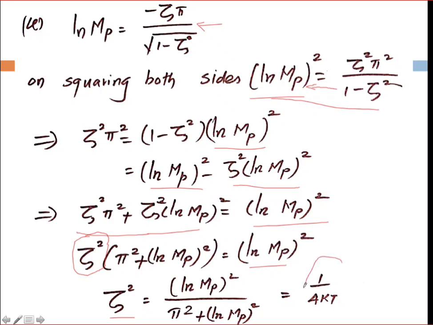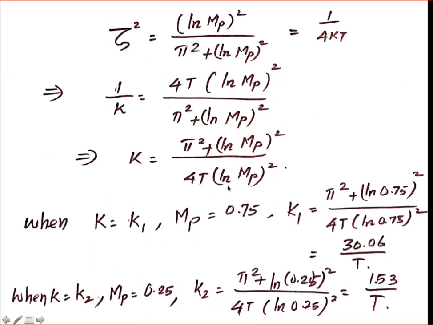What is this? We have already determined the zeta value by equating. So zeta we have determined as 1 divided by 2 into square root of kt. When you substitute that in this equation and square 1 divided by 2 into square root of kt, you will get zeta square equal to 1 divided by 4 kt. This we have already determined in the previous slide. Now we are going to equate these two things to find out Mp. Now zeta square is equal to 1 by 4kt.